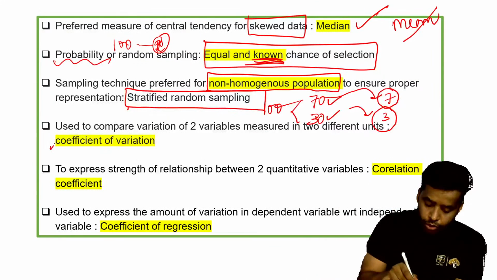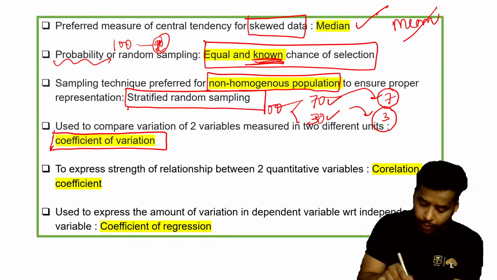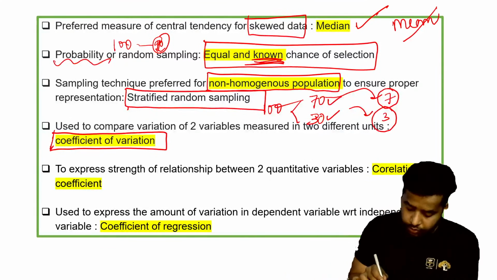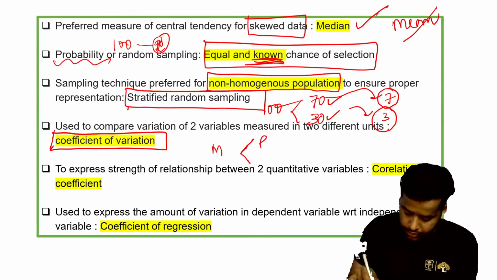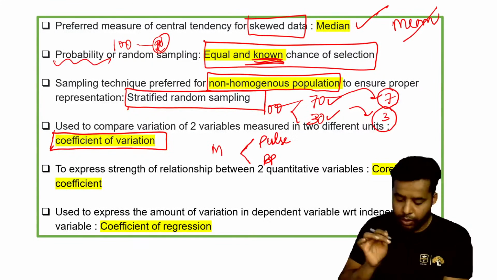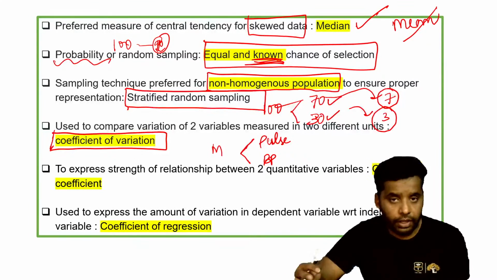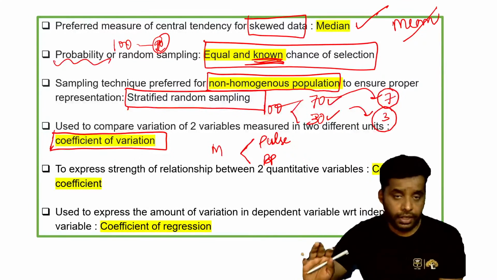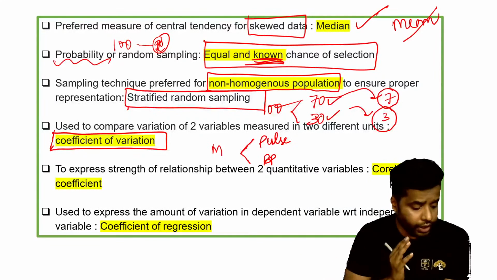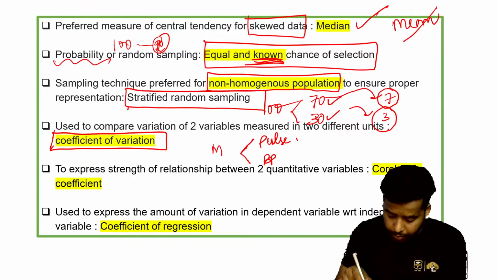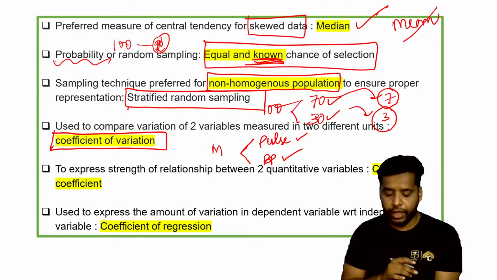Now, comparing the variation of two variables. For example, in males, if I am checking two variables, pulse and blood pressure, what is the amount of variation in pulse and blood pressure? Pulse units are different, blood pressure units are different, but still we are comparing the amount of variation between two variables with two different units, whether pulse shows more variation or BP shows more variation in males.